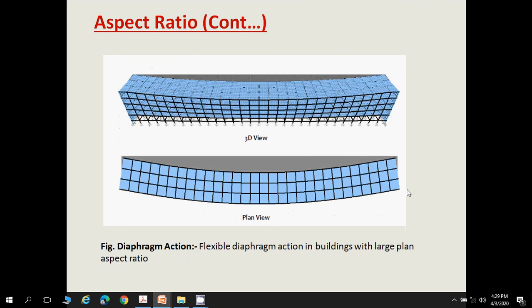Another thing you can see from this picture, the 3D view and the plan view of a building: if the aspect ratio of a building keeps increasing, then flexible diaphragm action will occur instead of rigid diaphragm action.